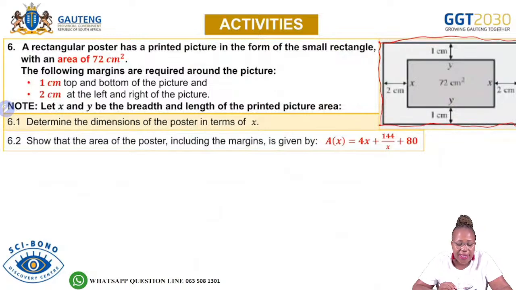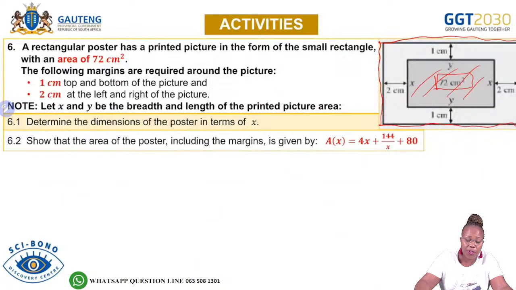All right? And then now it has a printed picture. The picture that is printed is the shaded part there, in the form of a small rectangle, as you can see in the diagram. And this picture is having an area of 72 centimeter squared. And the following margins are required around the picture. As we are designing this picture, the margins must be 1.5 centimeter, as you can see, top and bottom there. And then left and right, it must be 2 centimeters as indicated there around that picture.